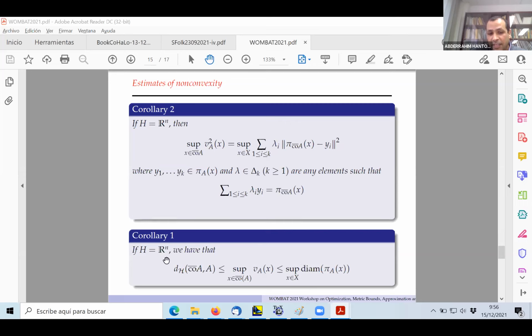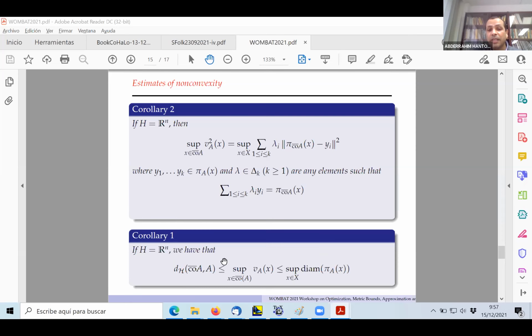In case H is Rn, let us keep this information: the Hausdorff distance of the set A is compared to the supremum of the diameter of all the possible projections. So this is what we call a quantified version of Klee's theorem. We see here that if we are in the condition of Klee's theorem, the projection is unique everywhere, the diameter is 0, and the Hausdorff distance is 0. So the set is convex.